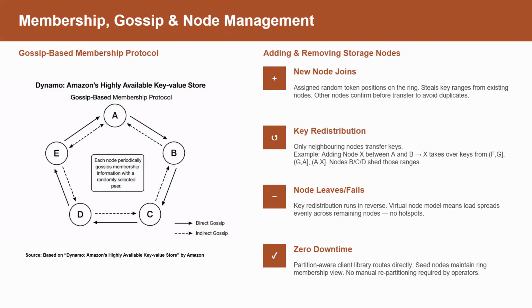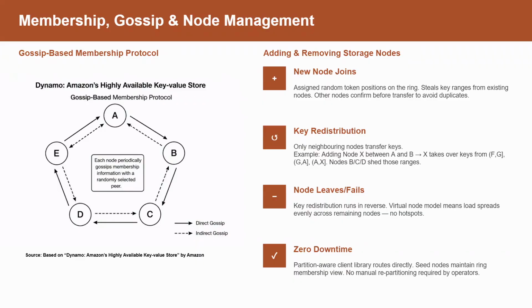Because of the virtual node model, the load is spread evenly across all the remaining nodes. No single node becomes a hotspot or gets overloaded. How does everyone stay in sync? The gossip protocol. As shown in the diagram, nodes don't broadcast to everyone at once. Each node gossips with one randomly selected peer at a time, both directly and indirectly. Over a few rounds, the membership information propagates across the entire ring.